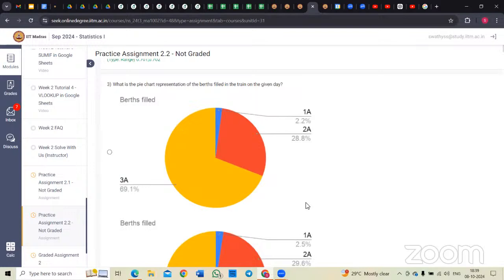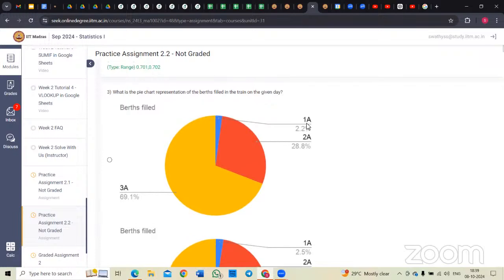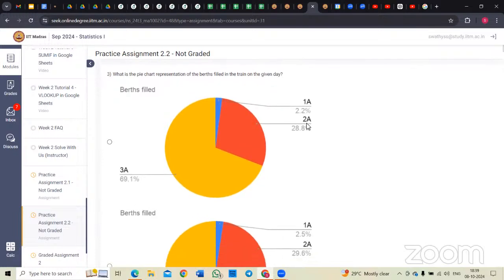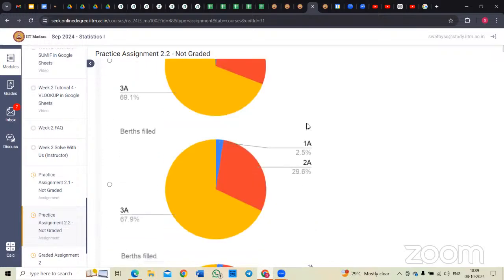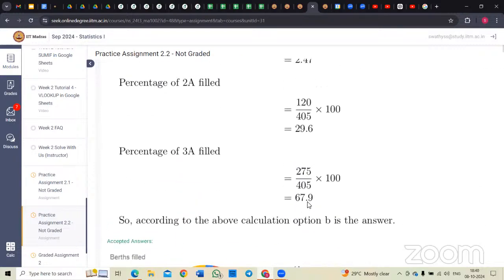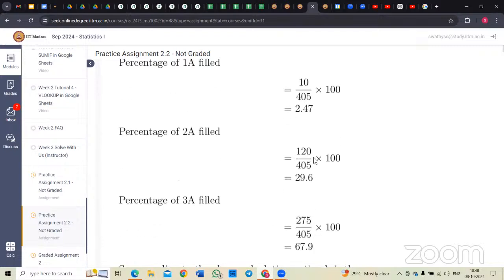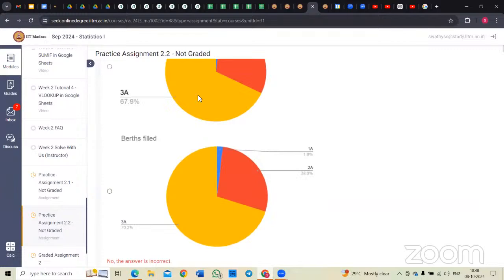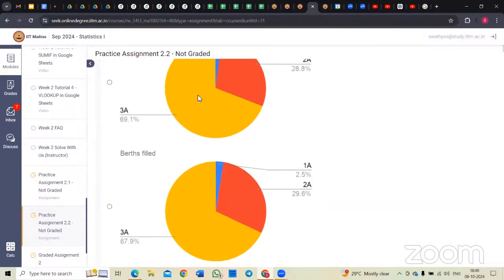Ma'am, what is question number 8? Now this is a pie chart. What is a pie chart? Just calculate the percentage for every coach, like 1A and 2A. For 1A coach, there are 10, right? For 2A it's 120 and for 3A it's 275. So the percentage will be 10 divided by the total berth filled, into 100, which will be 2.47. This way you calculate for all the coaches and check the percentage. That's it. This is the percentage of berths filled.